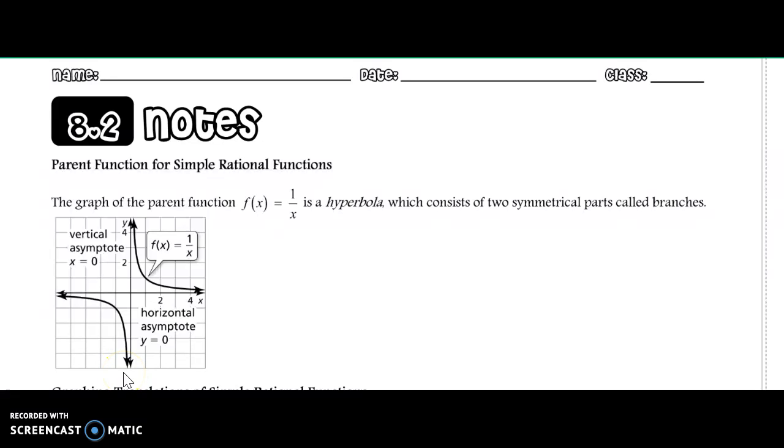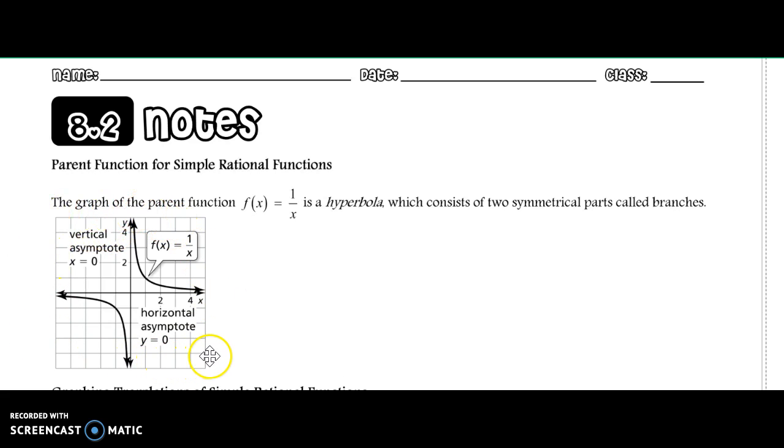Today we're going to learn about a new parent function. This is the rational function, f of x equals 1 over x. It is called a hyperbola. It consists of two symmetrical parts called branches. Here is the parent graph.